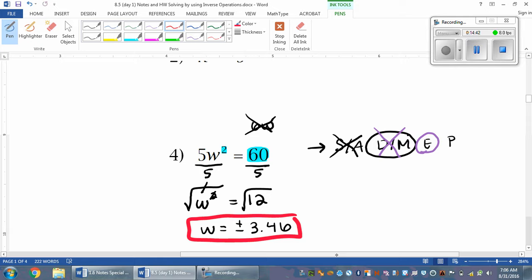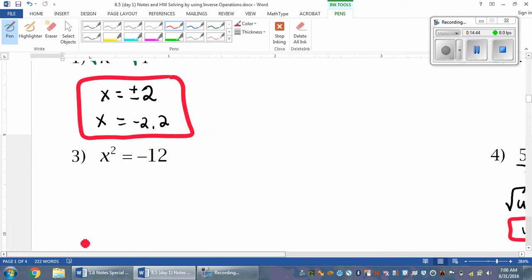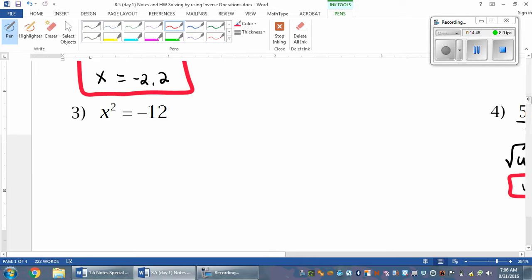And then lastly, let's go to number 3. All right, again, I see a quadratic term, and this is a constant. So there is no linear term, so I'm going to go straight to SADMEDP. Well, anything that's being added or subtracted.